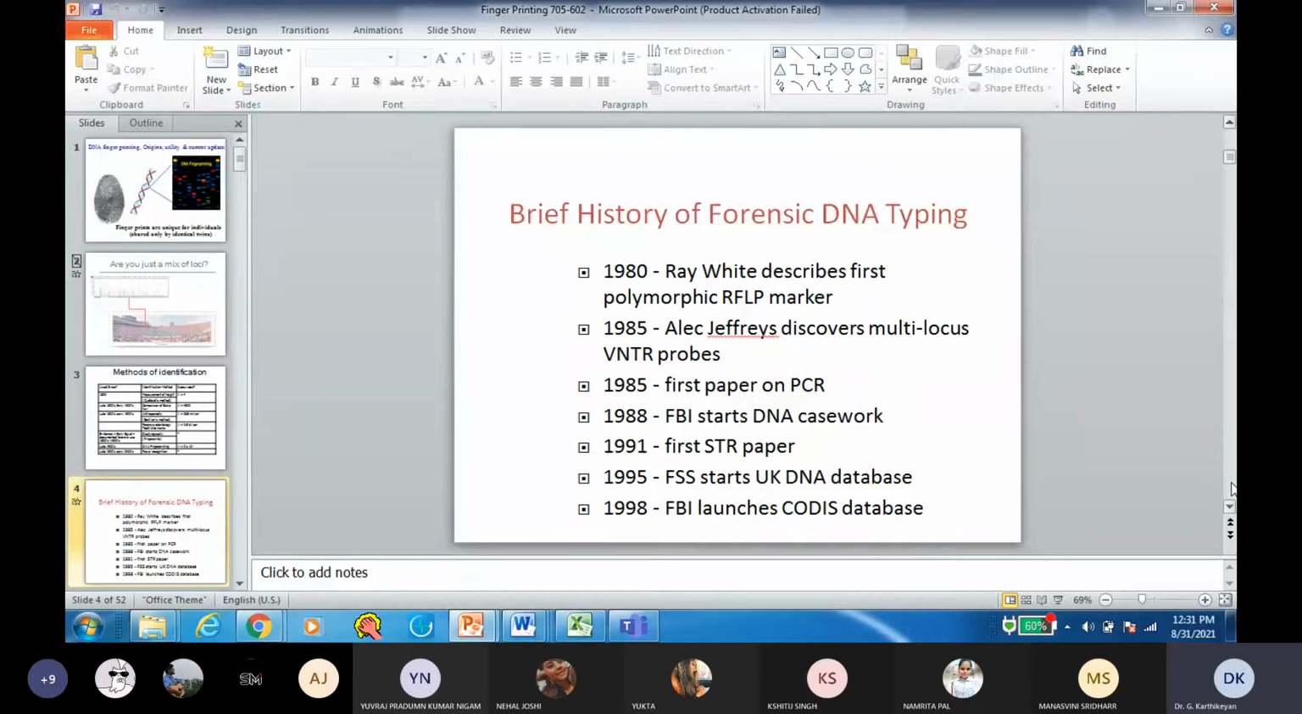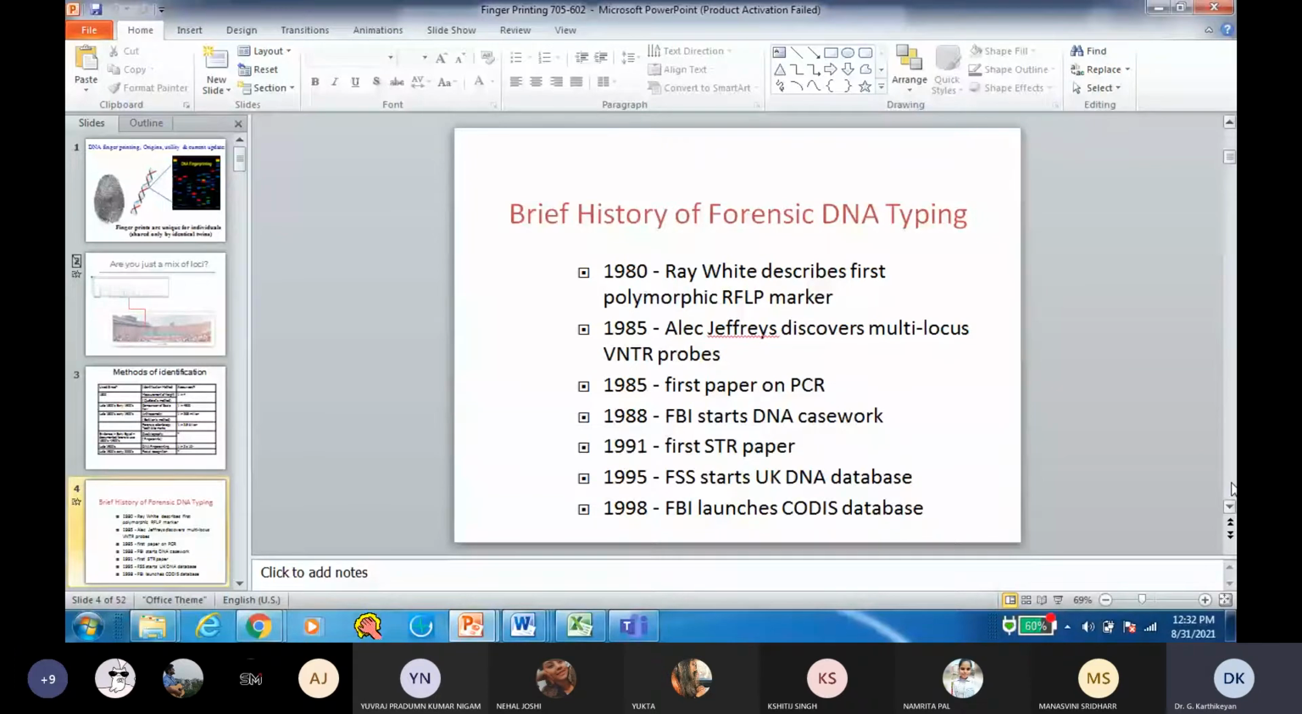In the 1980s, 1985 was the year when PCR got its first publication, when the world knew that you can do what is called a PCR. In the 1980s, a scientist called Ray White first described the polymorphic RFLP markers, by which you can identify individuals. In 1985, around the time when the first PCR publication came, a scientist by the name Alec Jeffreys discovered multi-locus probes, which can be used for DNA typing or DNA fingerprinting.